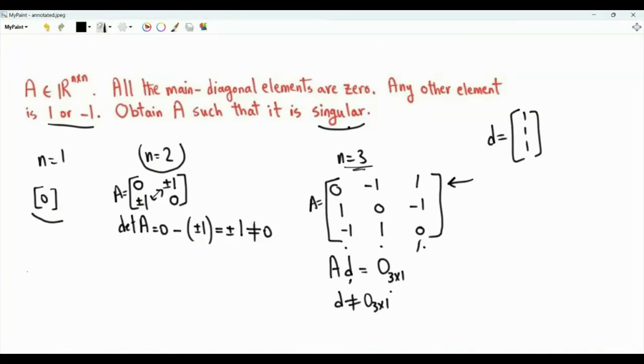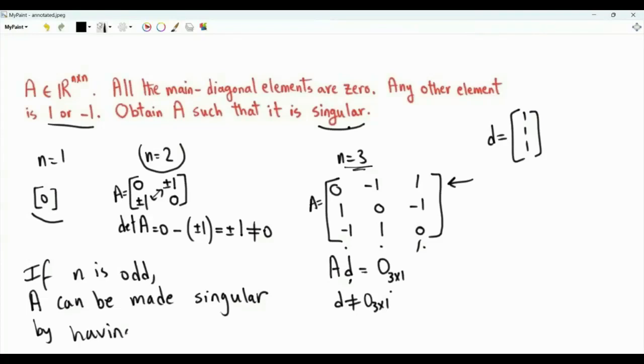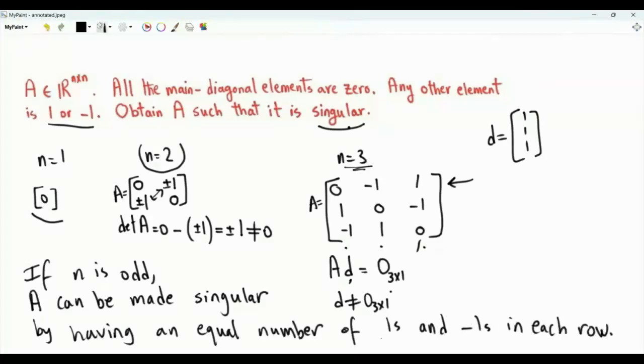Based on this construction, we can say that if n is odd, matrix A can be made singular by having an equal number of 1s and -1s in each row. Each row has an odd number of elements. If we are talking about the jth row, element jj is 0. Then we have n-1 elements. n-1 is even. If half of those elements are set to 1 and the other half are set to -1, then the sum of the elements on each row is 0. The matrix times the all 1 vector is equal to the all 0 vector.